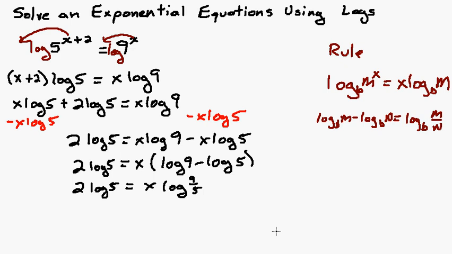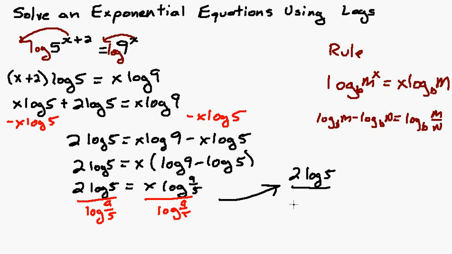That's a little bit nicer. Now all we need to do is divide both sides by log 9/5 to get x by itself, and we're pretty much done. At this point, you could punch it into your calculator to get a decimal. Let's write our final answer over here. We've got 2 log 5 over log 9/5 equals x. That's the answer. That's the exact answer. If you want to get an approximation, you can punch it into your calculator and see what you get.